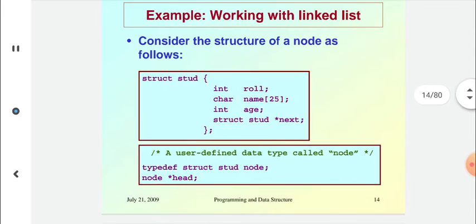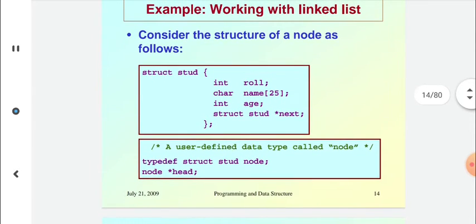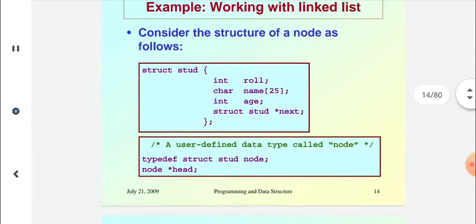You can see an example here. In this example, I'm showing a node of a student, struct student. Generally, I have roll number, name as a character array, age, and the pointer. This is a self-referential structure, you can understand. And then I create my node type and create a head. So the first thing, I define a node and create a data type. So the data type node is actually of type struct student.